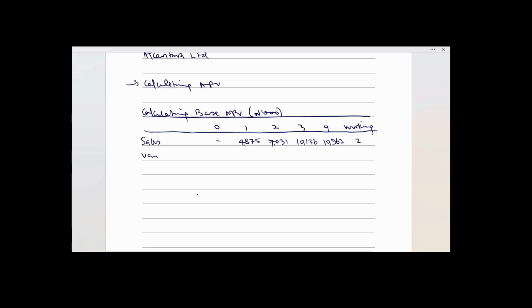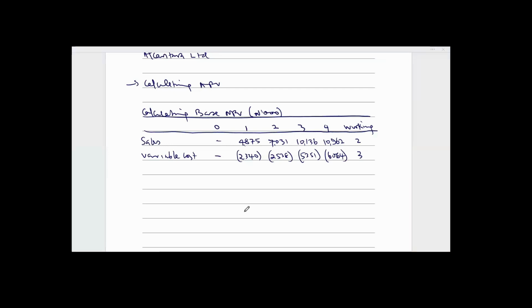Then we have variable costs. Variable cost for the first year, 2340, 2538, 5351, 6064. Working number 3. So the next item, let's go back to the question.